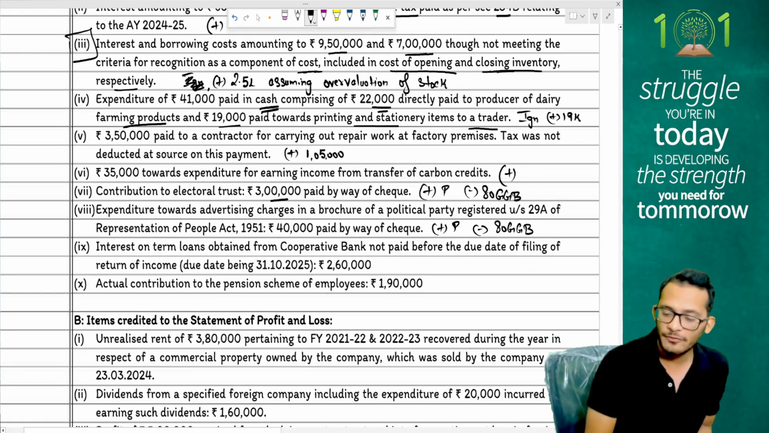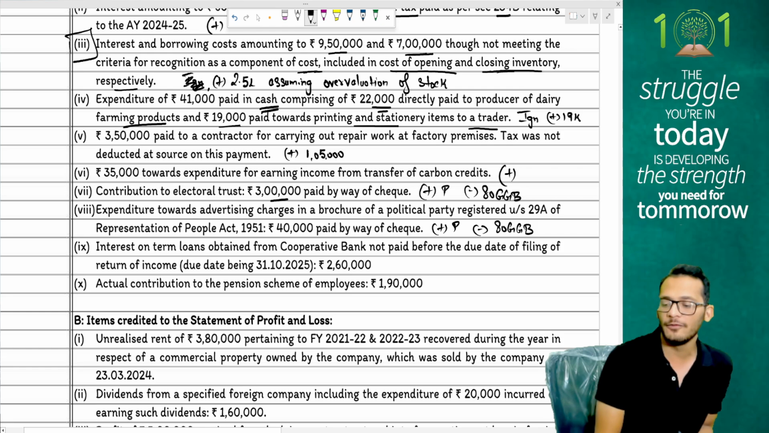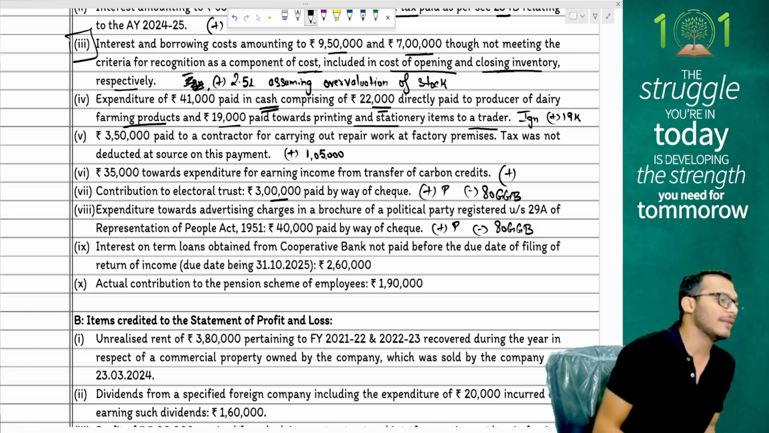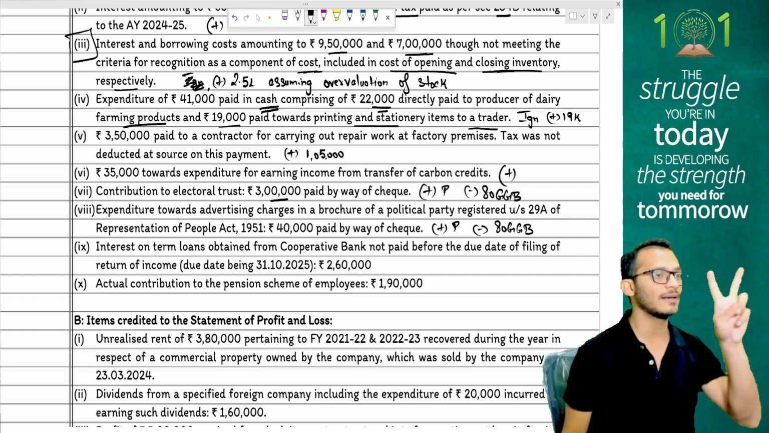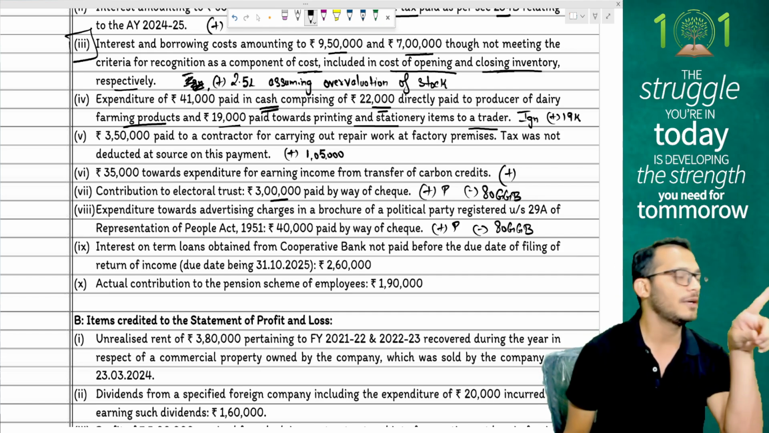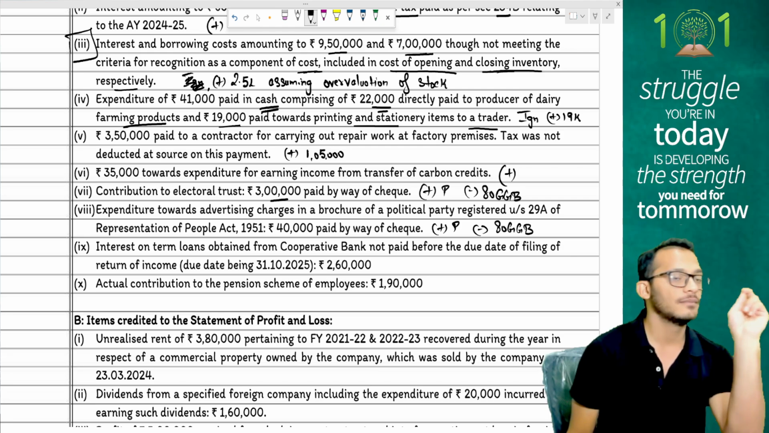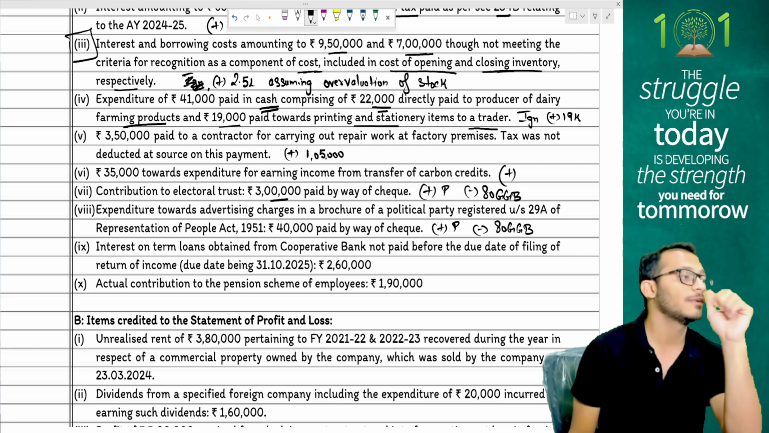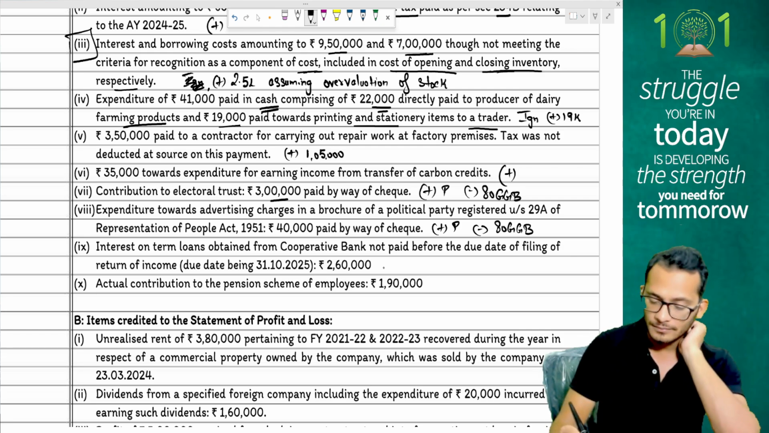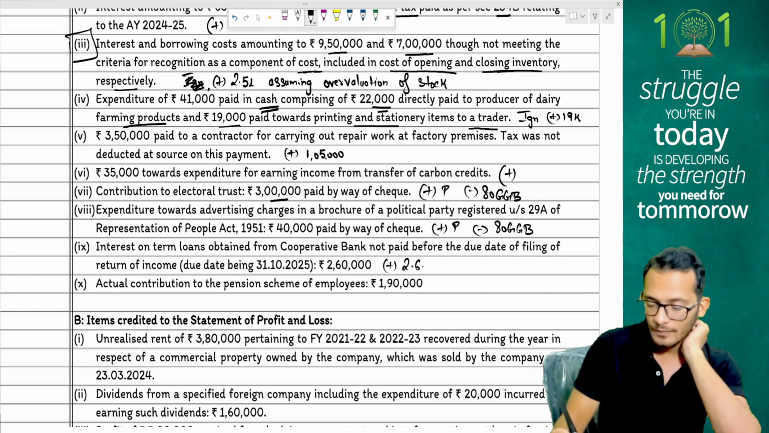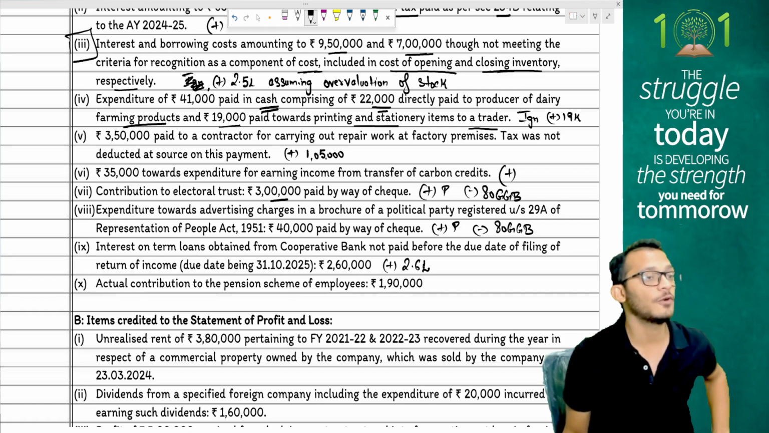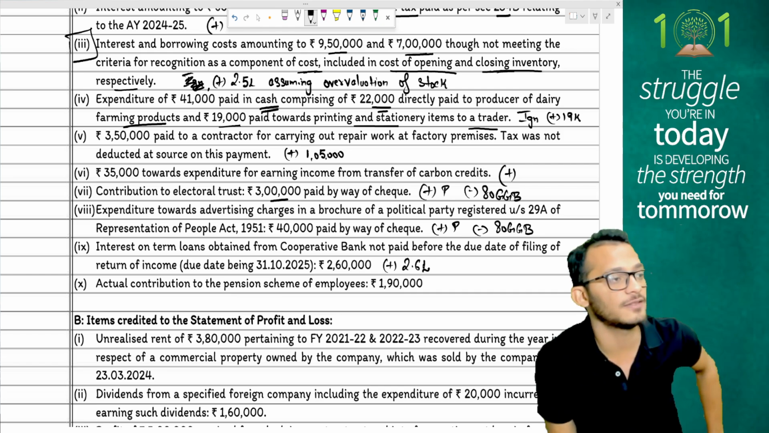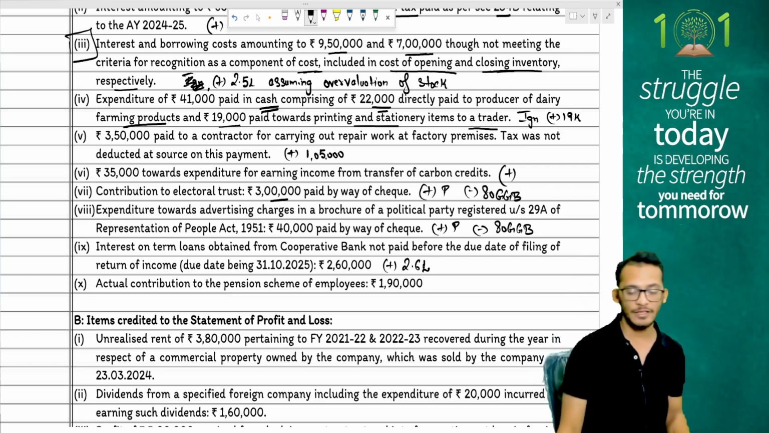Interest on loans obtained from cooperative banks not paid before the due date of filing of return of income. Every time you see the words not paid, people, two things can get triggered: either 40(a)(ia) or 43B. This is not a TDS related question, it's a 43B related question, and therefore this will get disallowed for 100%. 43B is 100%. 40(a)(ia) alone is 30% for residents. Yes or no? Yes, that is why you have to pay attention to it.